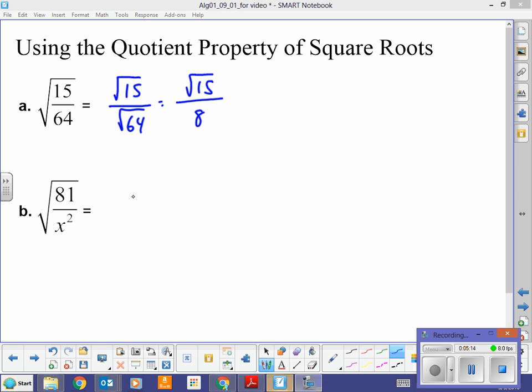B, square root of 81 over x squared. Well, that's going to be fairly simple, I think. You can kind of see this one. The square root of 81 over the square root of x squared.